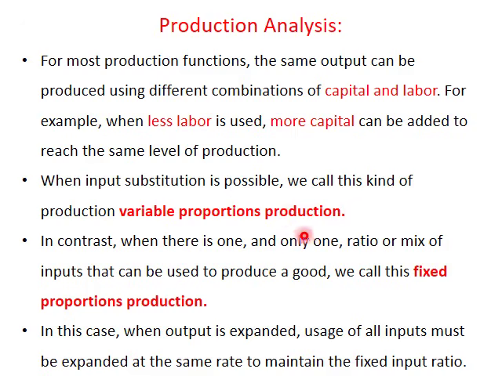On the other hand, when there is one and only one ratio or mix of the inputs that can be used to produce a good, we call this fixed proportion. In this case, we cannot change the proportions. Unlike variable proportions, we cannot vary the input combination in fixed proportions.